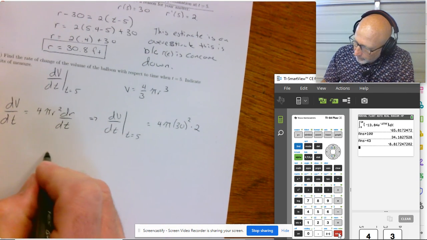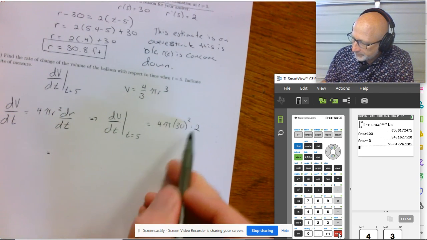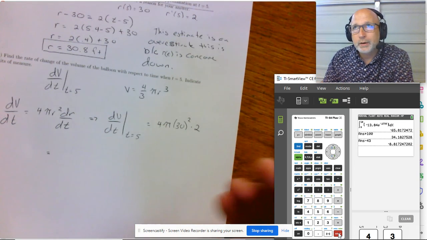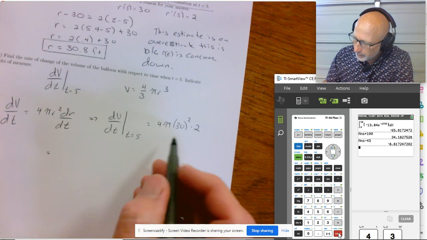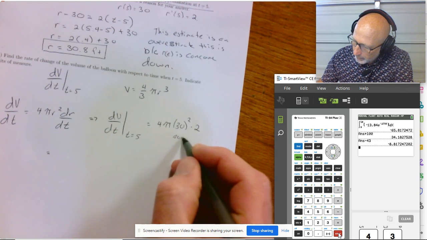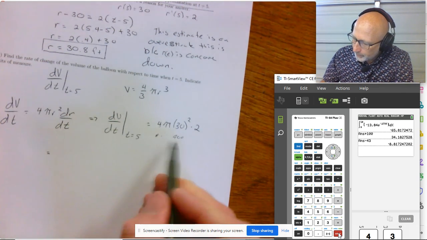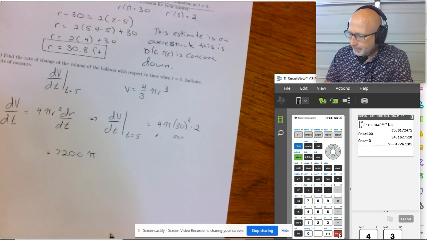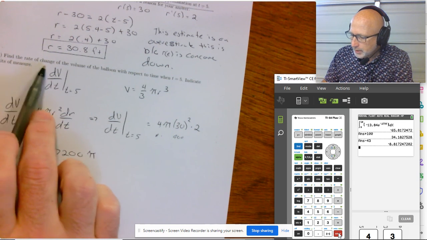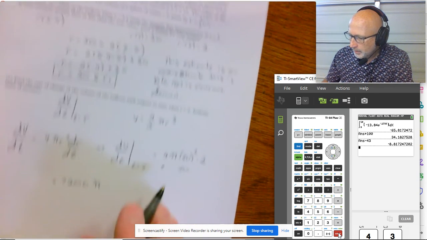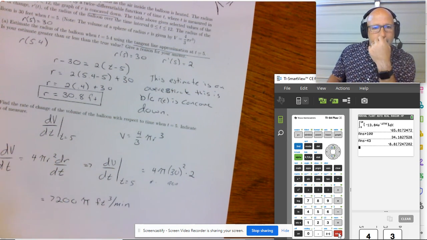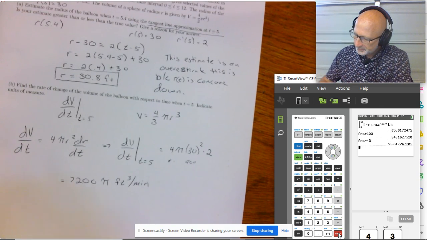And then I just have to evaluate this out. So this is equal to, we have 8. 4 times 2 is 8. 30 squared. 3 squared is 9, and you have 2 zeros on top of that, so it's 900. So it's 900, and then times 8 there. So 8 times 900 is 7,200 pi. And then find the rate of change of the volume. So it's volume, so it's going to be cubic feet per minute. Okay, so that's what the rate of change is going to be.